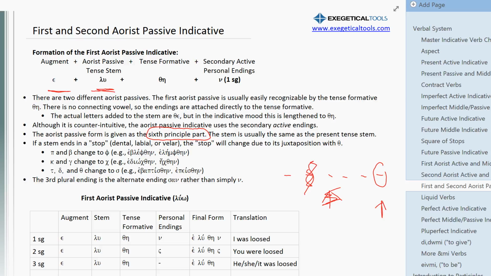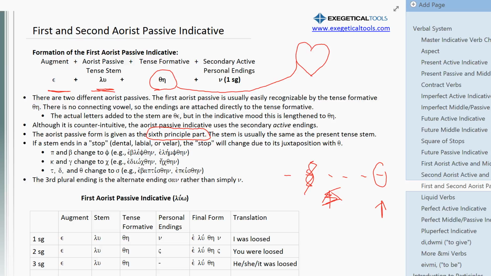But as you'll see, it's not as simple as just looking at the form and saying, oh, that's the stem. You'll have to unravel it a little bit once we look at some of these stem changes that occur. So anyway, it has its own stem, the aorist passive stem, and then it's got this tense formative, and thank goodness for this tense formative. We love this tense formative. I'm going to draw a heart because we love the tense formative theta eta. It is a big giveaway. It's just a dead giveaway. This is aorist passive. We love it when we see it.